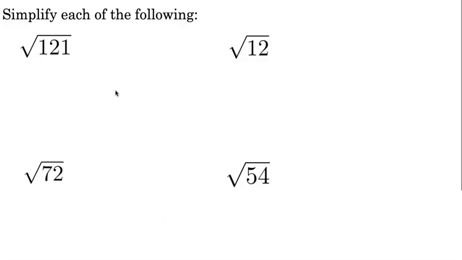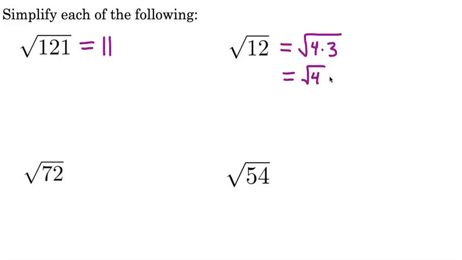So we start off square root of 121. 121 is a perfect square, so we can say that this is equal to 11. Remember that idea of the principal square root, only the positive value here. Square root of 12. Okay, so we want to find a perfect square factor of 12. So we can say this is equal to square root of 4 and 3. So we have square root of 4 times the square root of 3, 2 square root of 3.